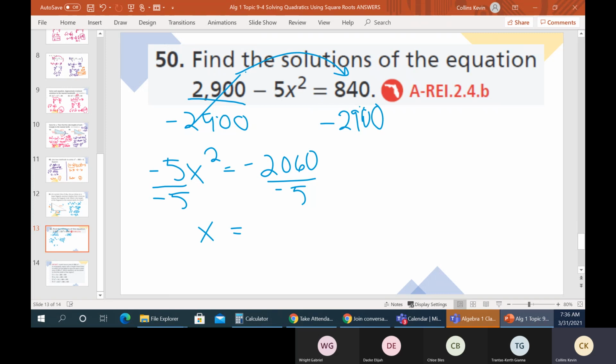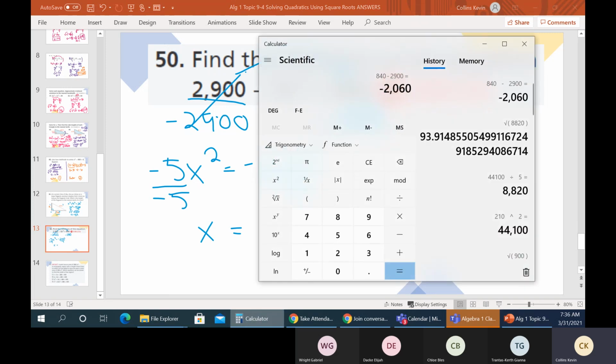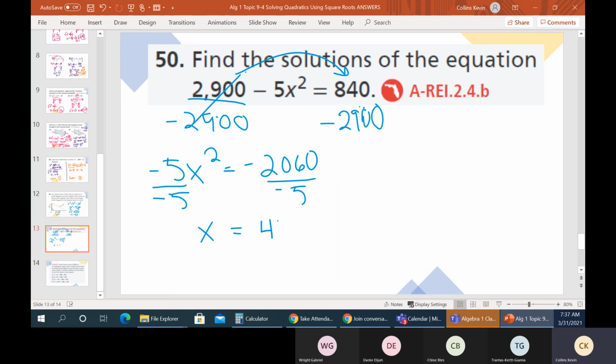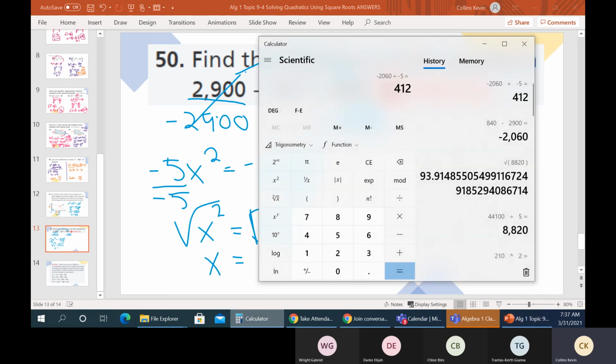All right, so back to our regularly scheduled program here. So we divide this guy by negative 5. No, not 50. Negative 5. There we go. We get 412. And that's x squared, by the way. So we take the square root. So the square root of 400 is 20. So this should just be something a little bit more than 20. Let's do that. Bring that back, square root him. So 20.3.